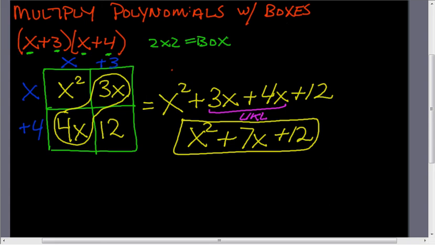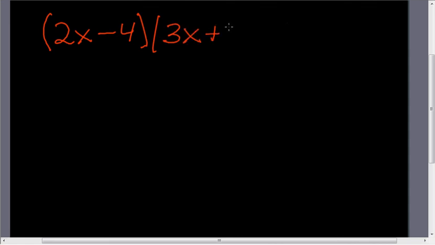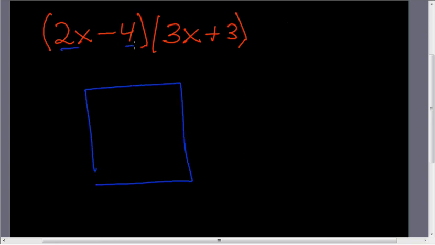Let's see what happens when we do a slightly more complex one. 2x minus 4 times, that's a bad parentheses, 3x plus 3. So what I'm going to do is model this with boxes. 2 terms times another 2 terms. So again, this is going to make a 2 by 2 box. It doesn't matter which one of these you put where. So this one, I'm going to put on top again, but if you feel bold, put it across the side.